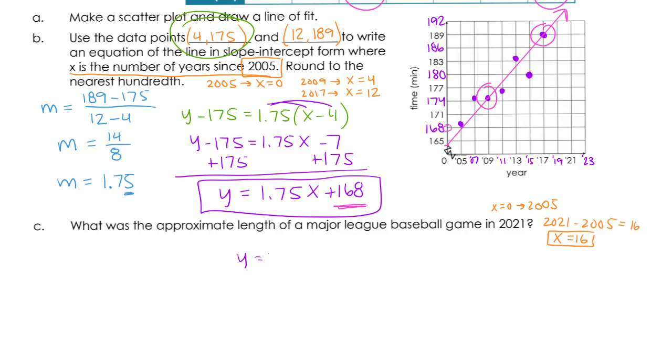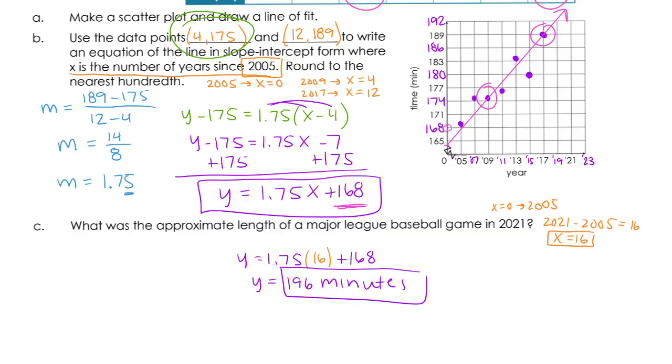So y equals 1.75, plugging in 16 for x, plus 168. This gives us y equals, if you type the whole thing in your calculator or do it step by step, multiply by 16 and then add the 168, we would get 196 minutes. Again, with it being a word problem, we do have to label our answer. There we go. And that is it for your notes.